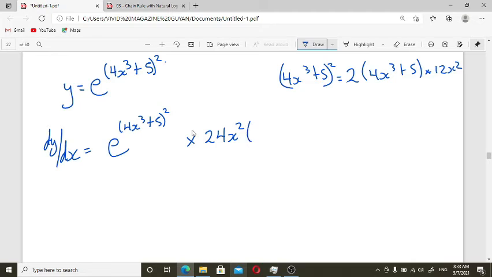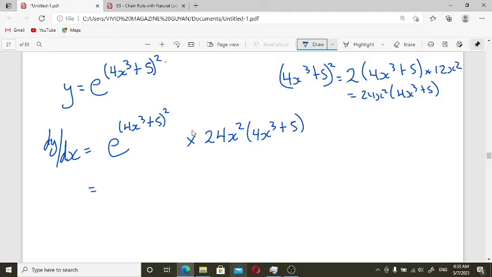And then we have 4x cubed plus 5. So I just did everything. So let me just write here, 24. For those that probably missed that jump. Alright, now this is where things become what it is.